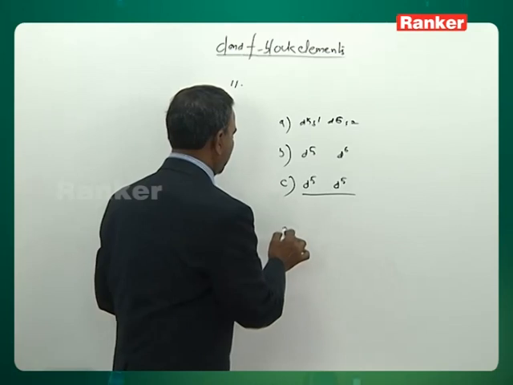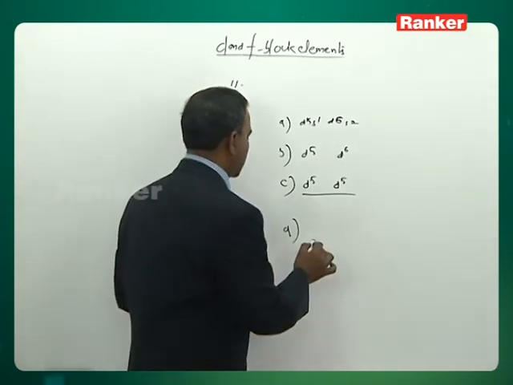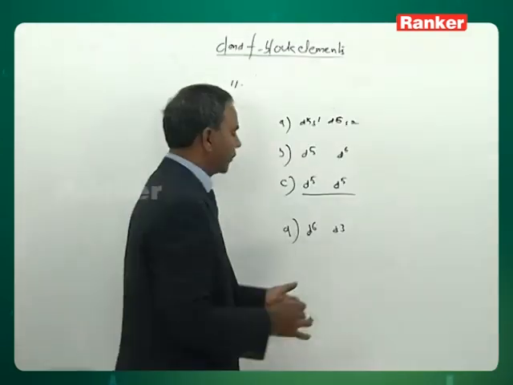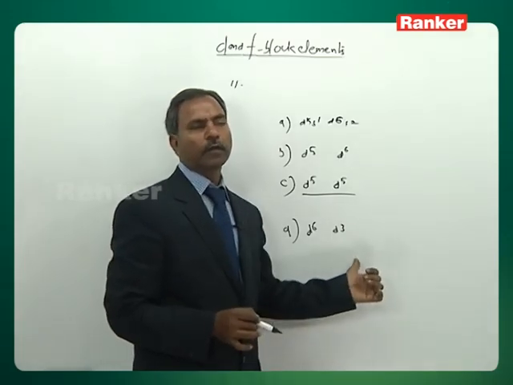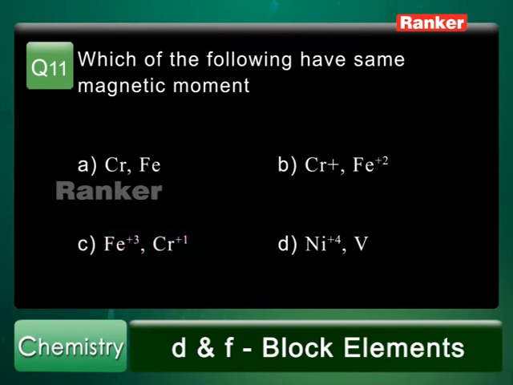Now let me show this particular option D. Why not option D? Nickel plus 4 is d6. Vanadium is given, vanadium is d3. One is carrying 4 unpaired, the other is carrying 3 unpaired. Therefore, this is not our answer. So answer C is the correct one for the 11th question. Right.